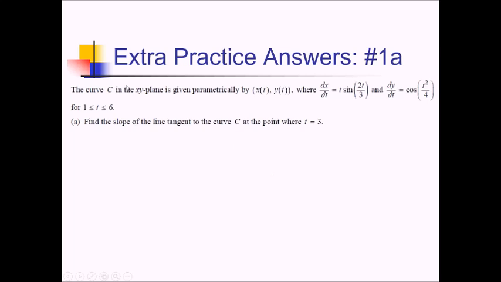On this problem, the curve C in the xy plane is given parametrically by x and y, where the derivative of x is this function and we have y prime over here as well, between 1 and 6. We want to find the slope of the line tangent to C at the point where t is 3. For doing tangent line slope, we're going to use our parametric derivative formula, which means dy over dx is going to be y prime over x prime, specifically y prime of 3 over x prime of 3. So we're going to put these in the calculator and crank that out.